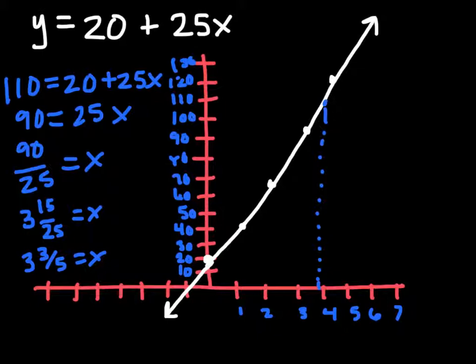Since this is a graph, we probably want that in decimal form, but for now that gives you a decent approximation that when x is equal to about 3.6 kilometers, our bacteria are no longer going to be able to survive because the temperature will exceed 110 degrees.